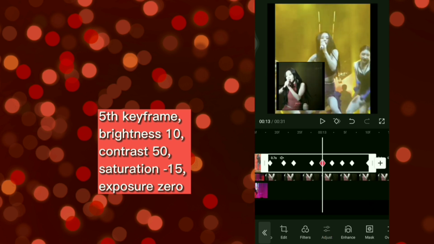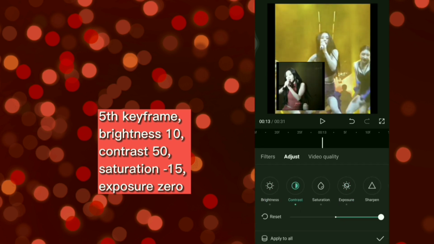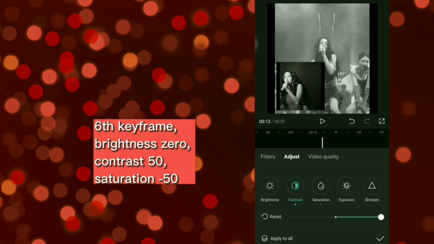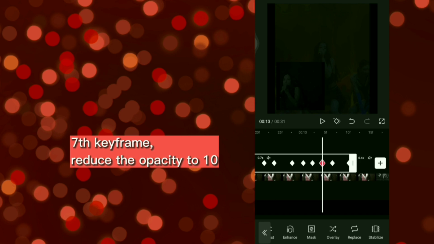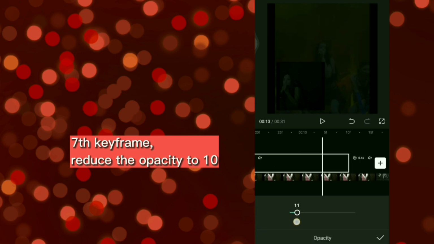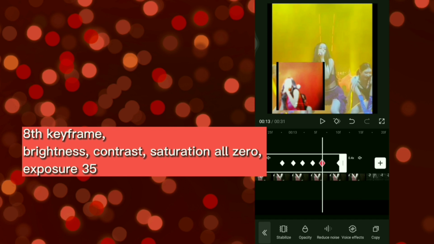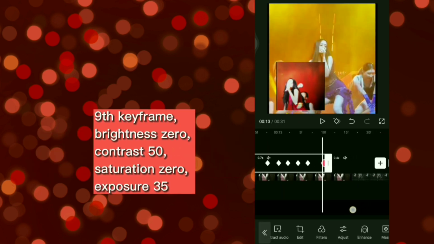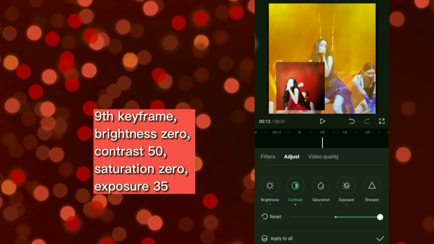Fifth keyframe, brightness 10, contrast 50, saturation -15, exposure 0. Sixth keyframe, brightness 0, contrast 50, saturation -50. Seventh keyframe, reduce the opacity to 10. Eighth keyframe, brightness, contrast, saturation all 0, exposure 35. Ninth keyframe, brightness 0, contrast 50, saturation 0, exposure 35.